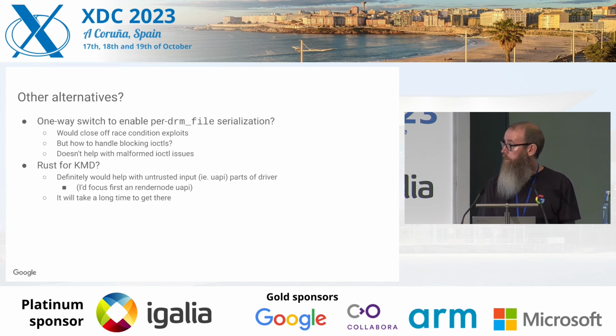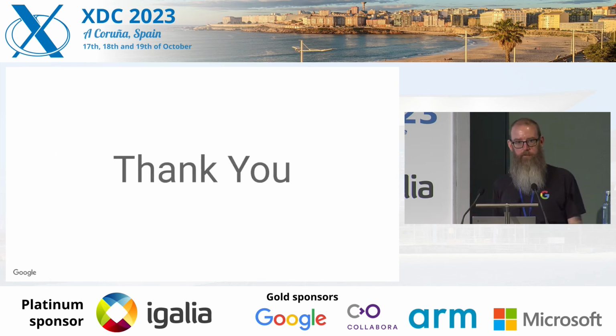The other thing, which actually would be really nice to have eventually, is more Rust in the kernel. I think Rust could at least, if done right, protect against a lot of these issues. I think it will take some time to get there, especially when you consider the age of a lot of the kernels out there. So I think that's probably the right long-term solution, in particular for the parts of the driver that handle the render node UAPI. But I think it's maybe not a short-term solution. So anyways, that's what I have. Questions?